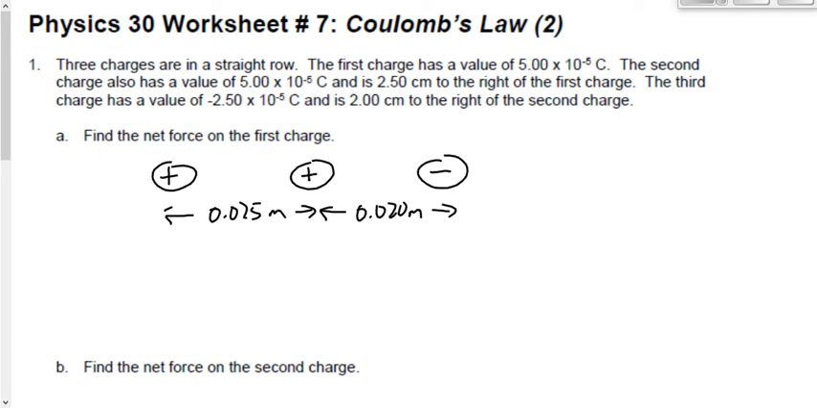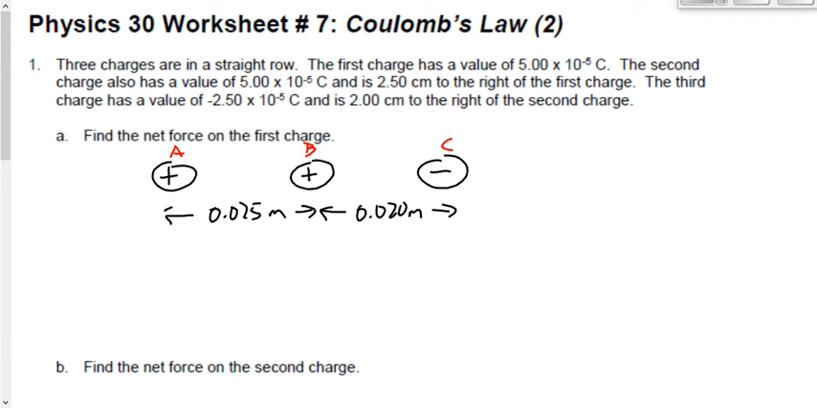All right, for the first one, I want to find the net force on the first charge. So because of that, I'm going to draw a free body diagram for the first charge. Call this one A, call this one B, and call this one C. B applies a force on A, clearly. C also applies a force on A. That one's a little less clear because there's one of them in between. That doesn't matter. So both B and C both apply a force on A.